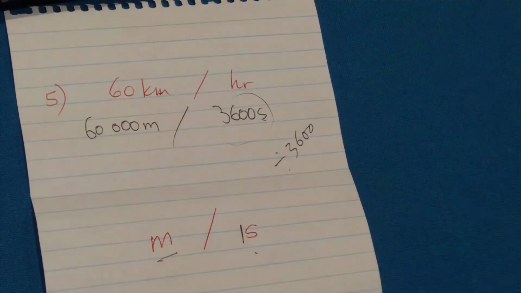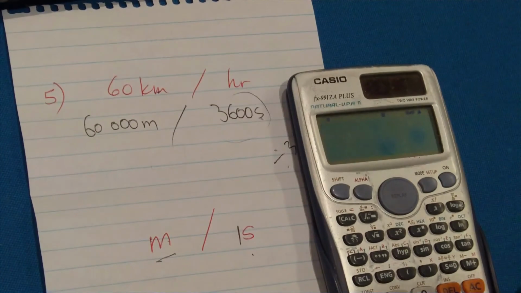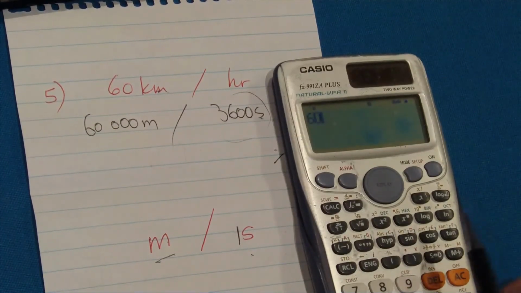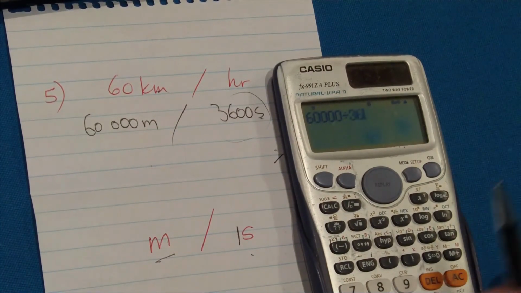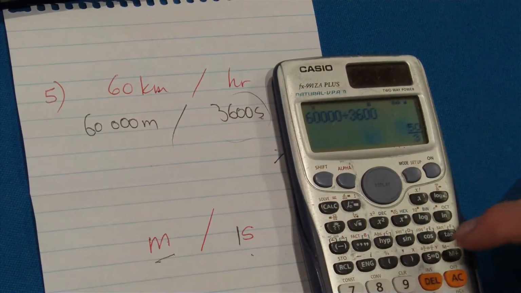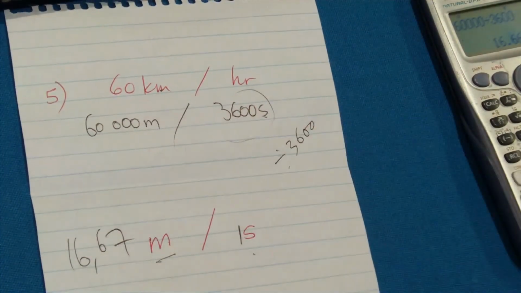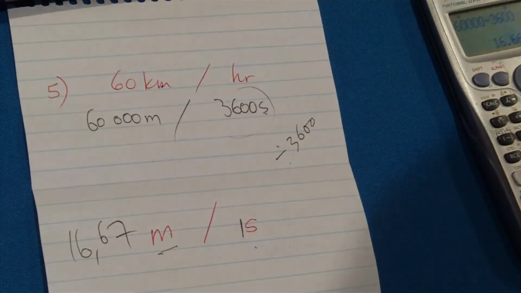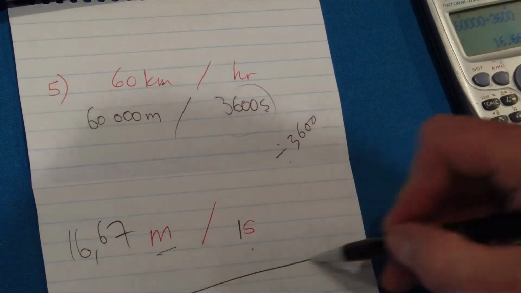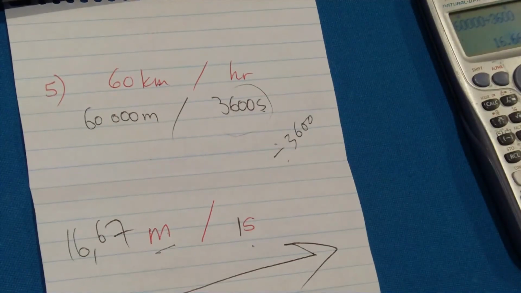So guess what you do to that? Divide it by 3,600. So here we go. 60,000 divided by 3,600. And it's going to be 16,67 meters per second. I know those ones are hard. Those ones take lots of practice.